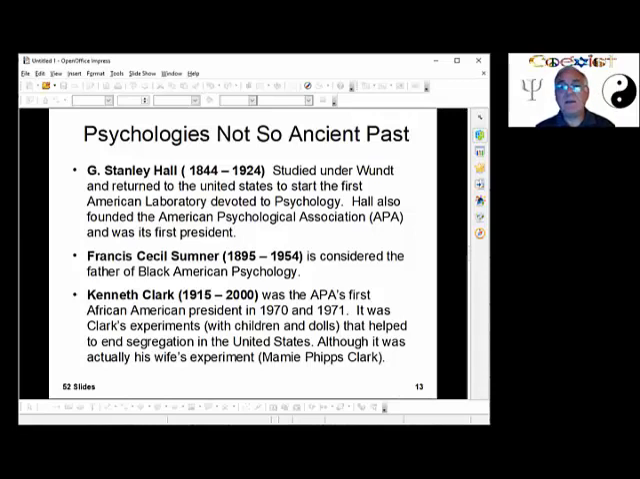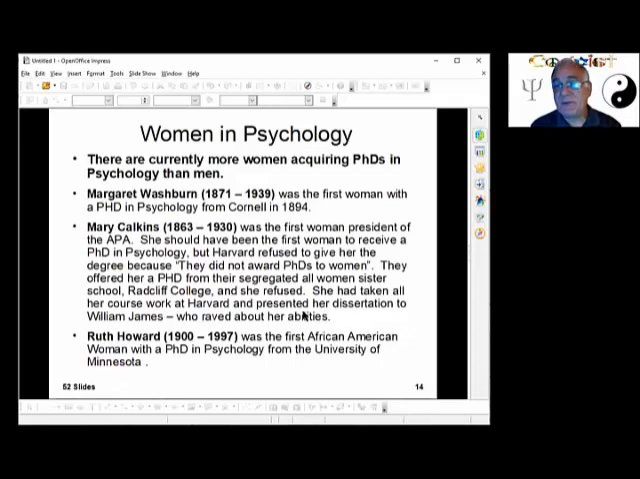And that's Kenneth and Mamie Phipps Clark. When we talk about Mamie Phipps as a woman in psychology, we should go back and look at some of the other women in psychology as well. There are currently more women getting PhDs, doctor degrees in psychology than men. So if you're interested in psychology as a woman, no, there are more women getting them today than there are men getting PhDs in psychology.